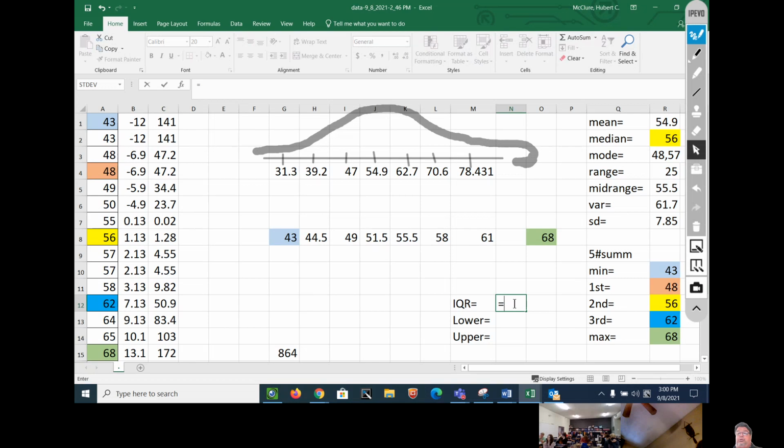Interquartile range is equal to the third quartile minus the what? Minus the first quartile. And then your lower is going to be the first quartile minus parentheses 14 times 1.5. And the upper is going to be the third quartile plus parentheses 14 times 1.5.